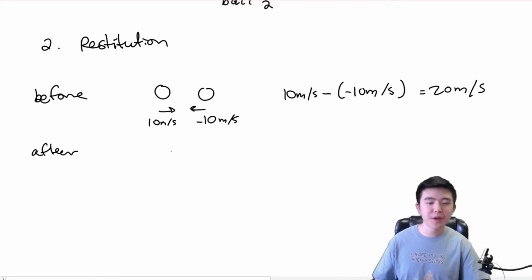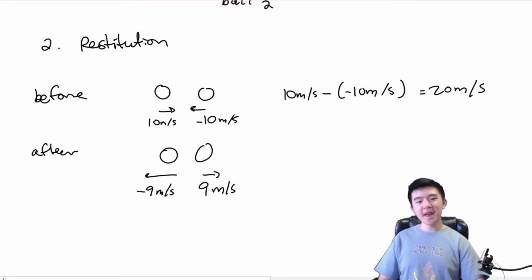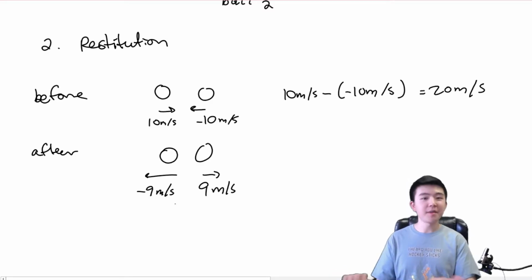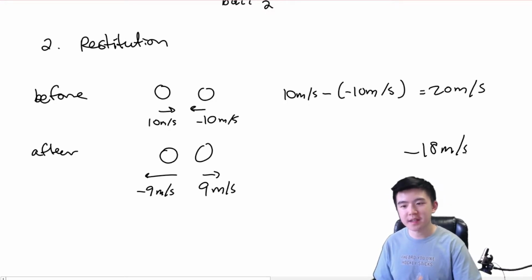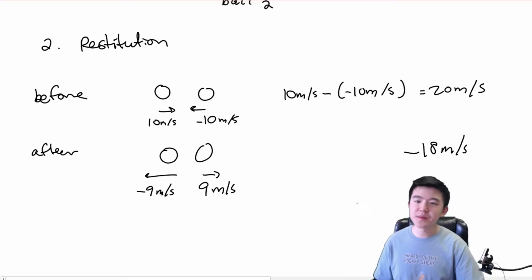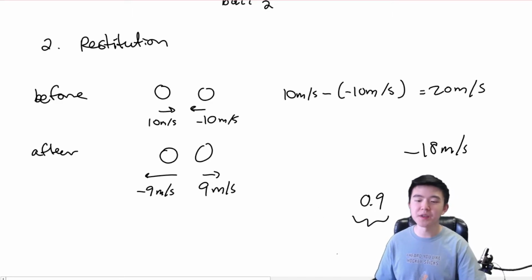And say afterwards, maybe, it's a non-bouncy collision. Inelastic is the correct term, I believe. Then maybe they're headed apart at 9 meters per second. So the relative speed would be negative 18 meters per second. And the change in this would be 0.9. So our coefficient of restitution would be 0.9.